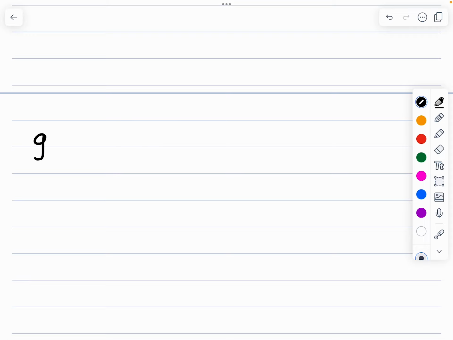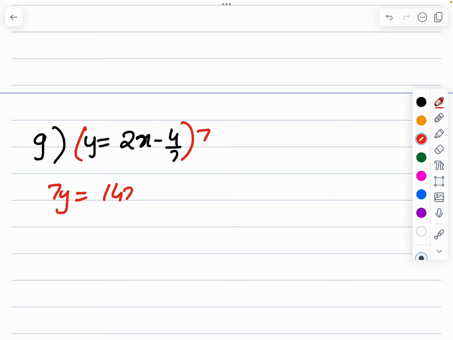Then part G, y equals 2x minus 4 upon 7. So multiply by 7 on both sides. 7y equals 14x minus 7. Bring 7y to the other side. 14x minus 7y minus 7 equals 0.